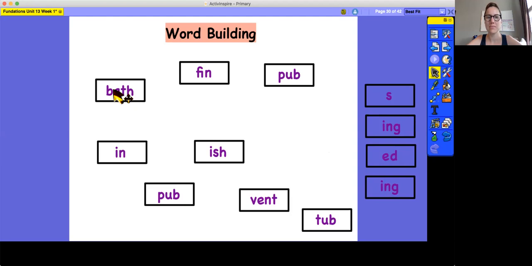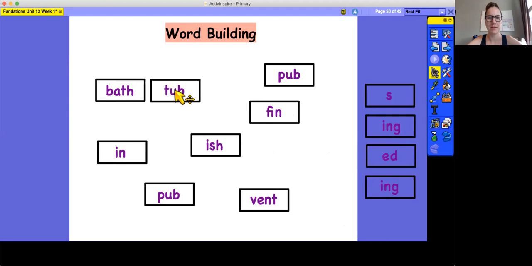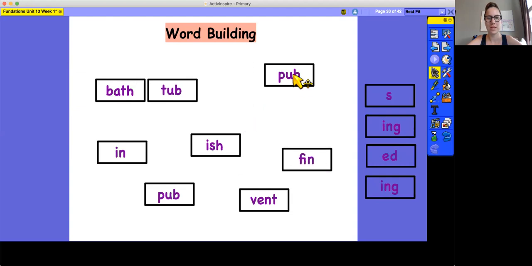So I see bath. Do you see a word part, a syllable that can go with bath? Could I say bath fin? No. Could I say fin bath? No. Bath-ish? No. Oh, here's tub. Bath-tub. That sounds like it could work. Now, could I add the suffix S to it?